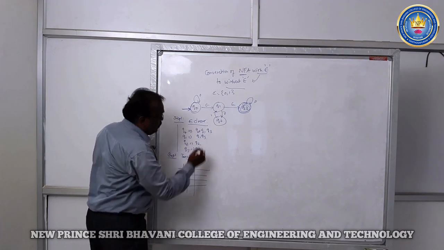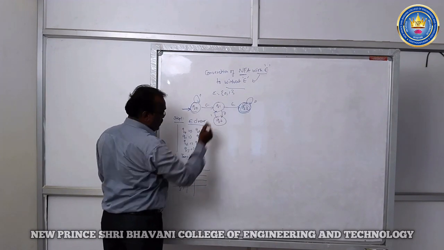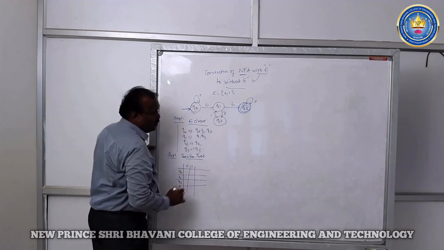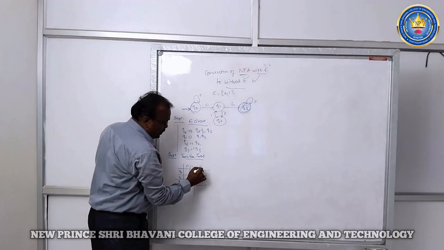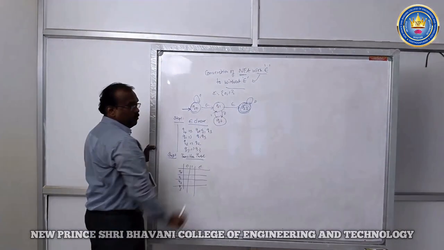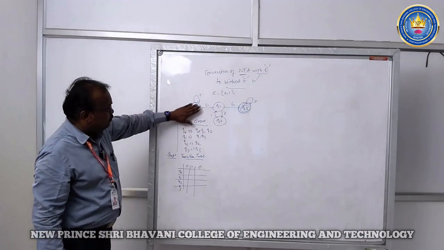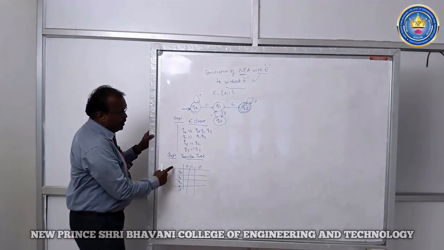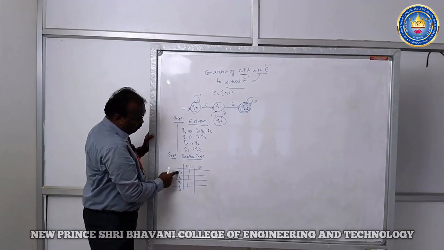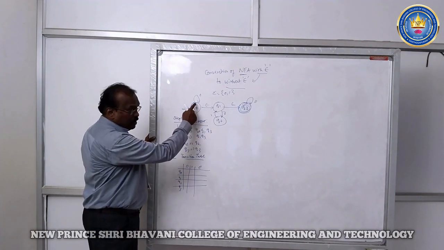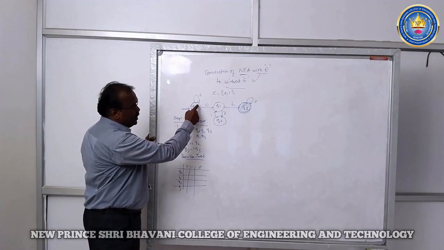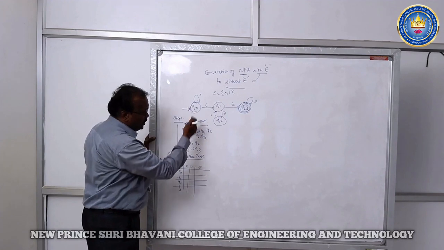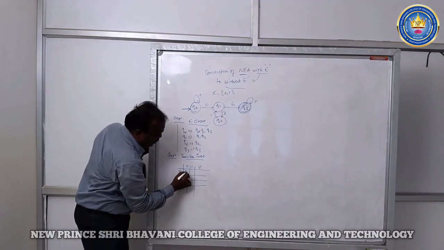How many input symbols? Zeros and ones, two input symbols here, 0 and 1. You have to include epsilon also. So with respect to this diagram, we now have to create a transition table. First, this one for Q0. If you apply 0, which state does it go to? Itself, a self transition. So Q0 on 0 is Q0.